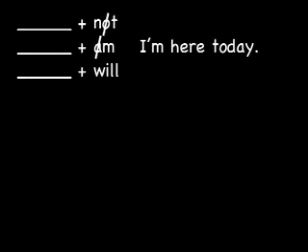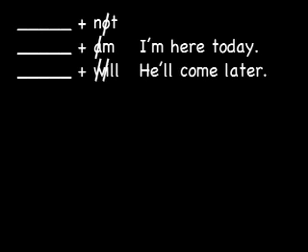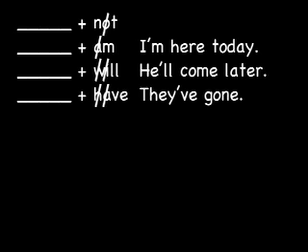In contractions formed with the word will, the first word remains the same and the WI is replaced with an apostrophe. So the sentence he will come later becomes he'll come later. In contractions formed with the word have, the first word remains the same and the HA is replaced with an apostrophe. So the sentence they have gone becomes they've gone.